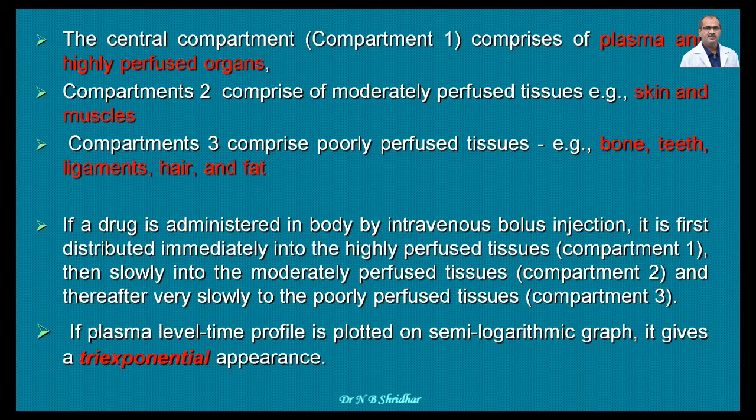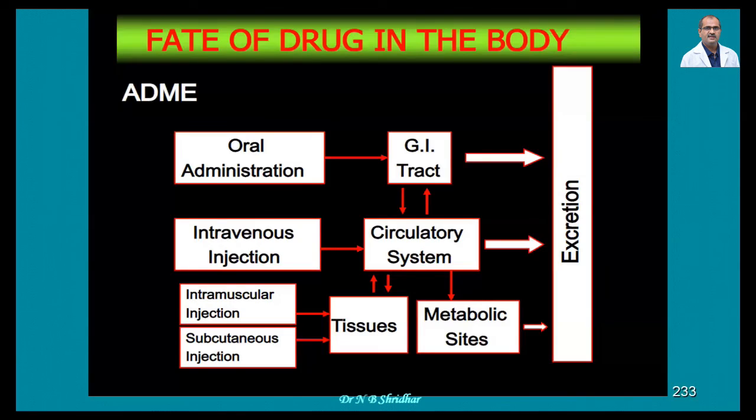Then if a plasma level time profile is plotted on a semi-logarithmic graph, it gives a tri-exponential, whereas it is bi-exponential in the 2 compartment open model, whereas it's linear in case of the 1 compartment open model. So all these things, please remember very carefully. So usually the drug undergoes all these fates, especially in this thing.